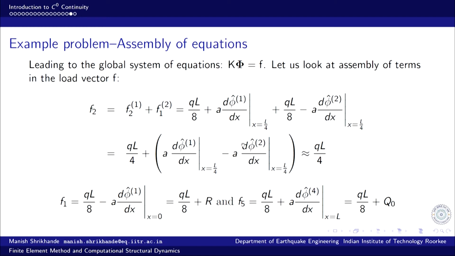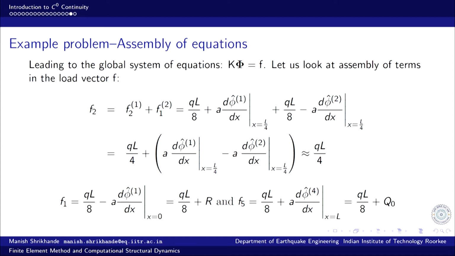Now, if you look closely, at least in theory, this should cancel out. But this is the derivative of the approximation in element 1 evaluated at node 2, and this is the derivative of the approximation in element 2 evaluated at node 2. Now, these approximations are independent of each other, so they will in general not cancel exactly in this case.